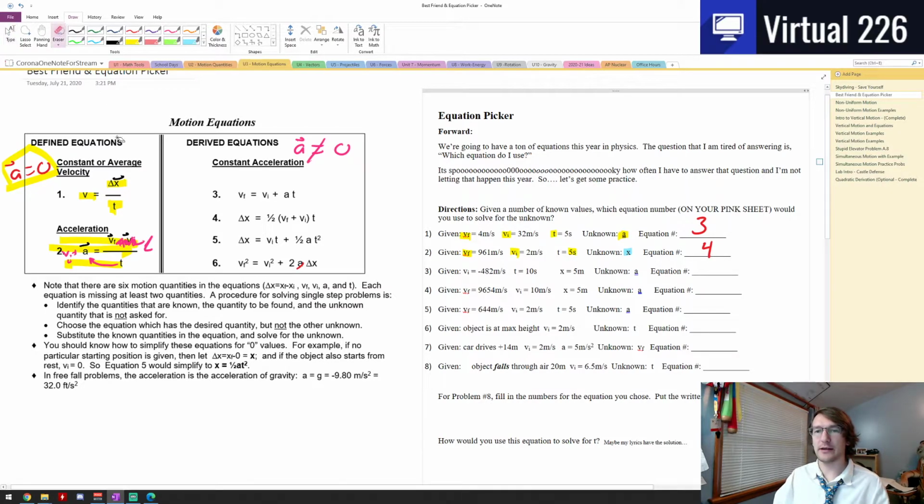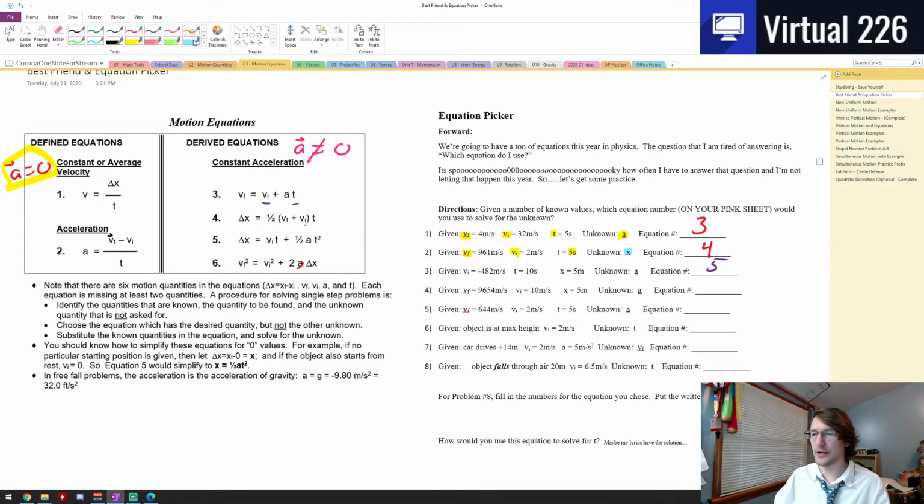Let's just take a look and run through these very quickly for what we've got here. So let's see. I've got a VI, t, and an x. I've got an unknown a, so that's VI, t, and an x. This one doesn't have an a, so I can't use that. I've got a VI, a t, and an x, and I'm looking for a. Boom, it's 5.